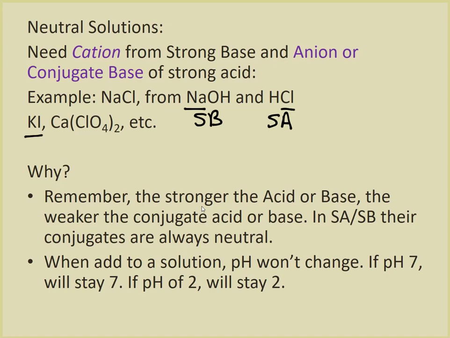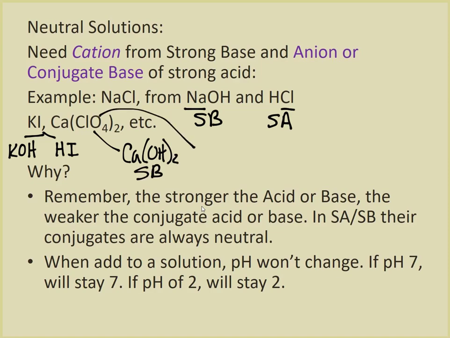Some other neutral salts would be KI, and the reason why is the K is from potassium hydroxide and the I is from hydroiodic acid, and both of those are a strong base and a strong acid. And this next one would also be neutral. We get calcium from calcium hydroxide, which is a strong base, and this is the perchlorate ion, and it is from perchloric acid, which is a strong acid. So you kind of have to look where that ion came from, and if it came from a strong acid or a strong base, then it would be neutral in solution.